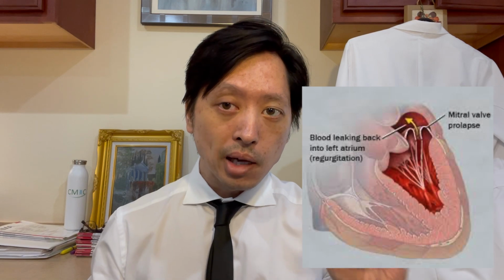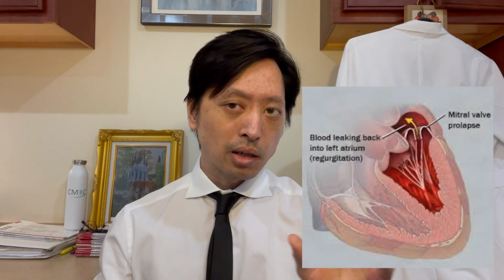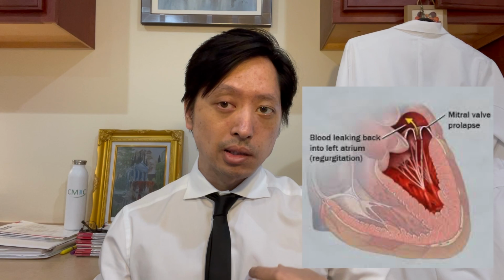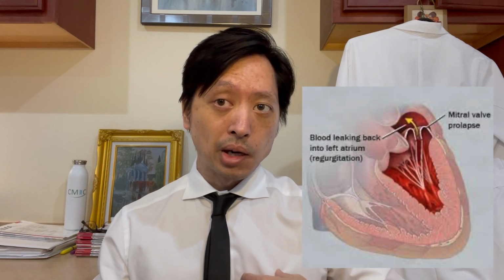If that's a short murmur, that means not a lot of blood is regurgitating back from the left ventricle into the left atrium. But if there's a long murmur, that means a lot of blood is regurgitating back from the left ventricle into the left atrium. So as I said, usually with mitral valve prolapse, there aren't any symptoms at all. So why does this happen?